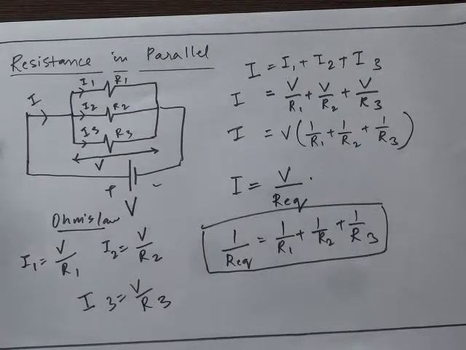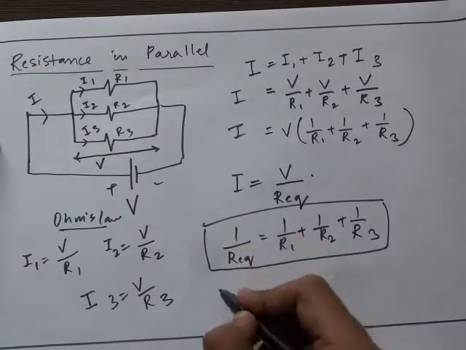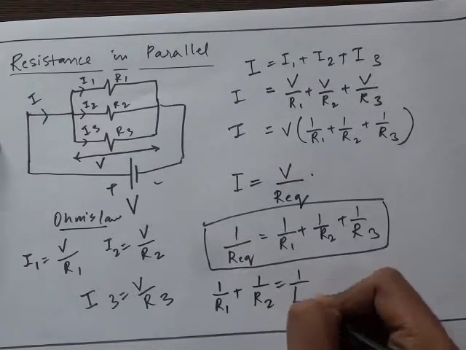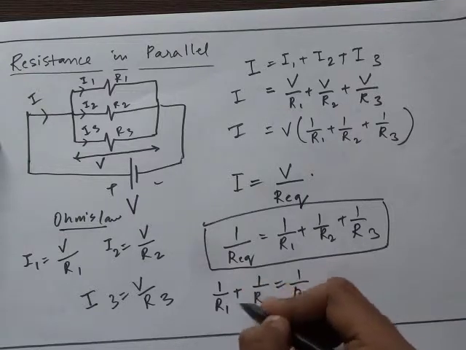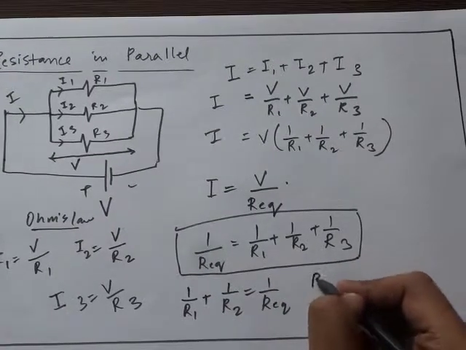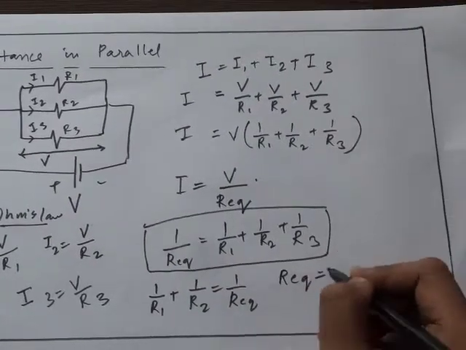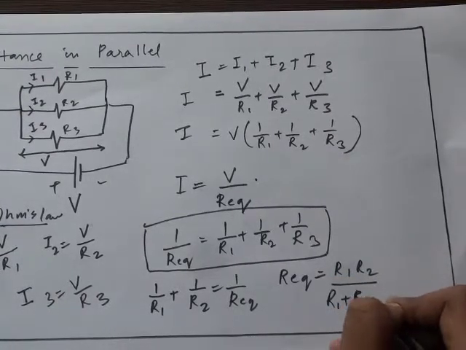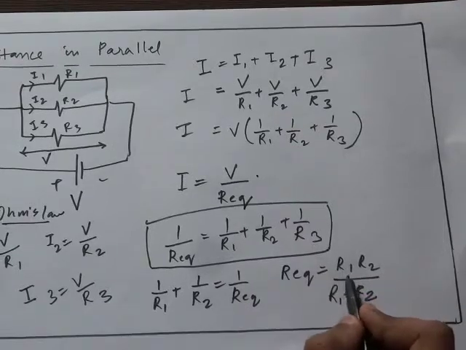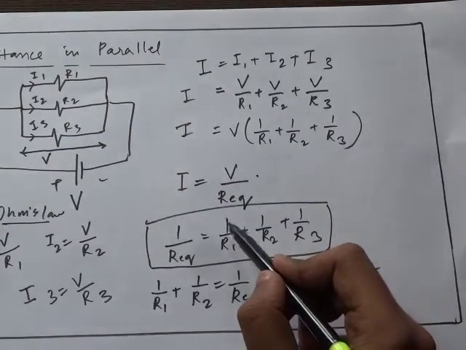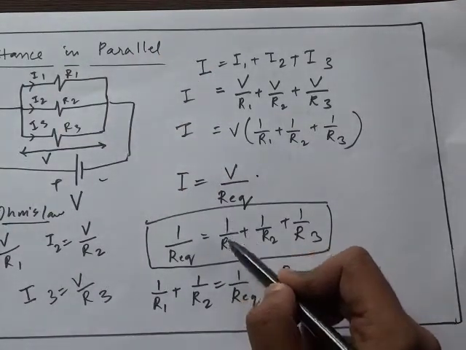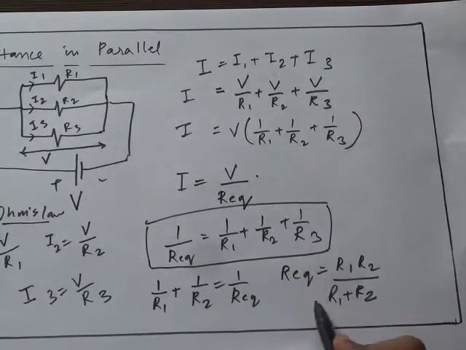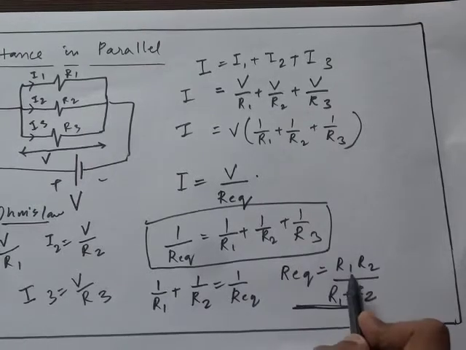So suppose we just have two resistances, we can calculate the equivalent resistance by solving the LHS part, and we will get R equivalent as R1 R2 by R1 plus R2. You can just remember this small formula, because doing 1 by R1 and 1 by R2 all the time is a complicated process. When there are two resistances connected, you can directly calculate it using this equation.